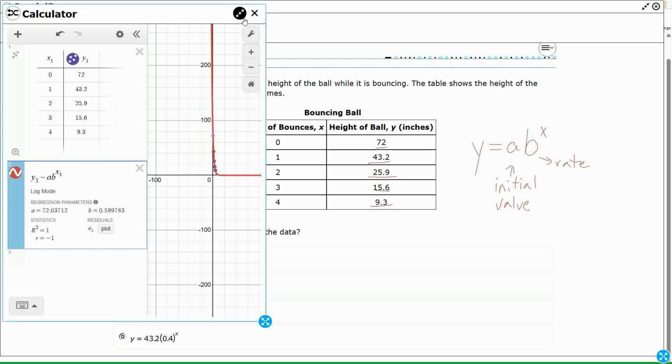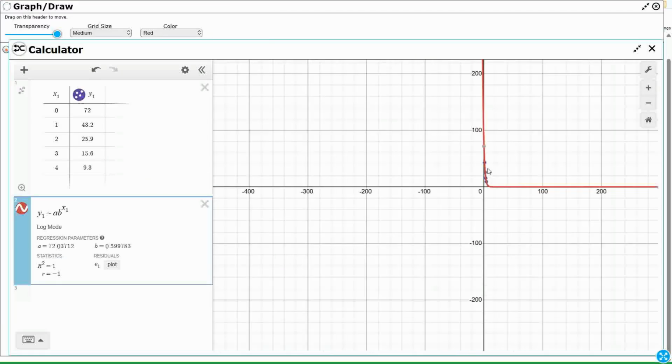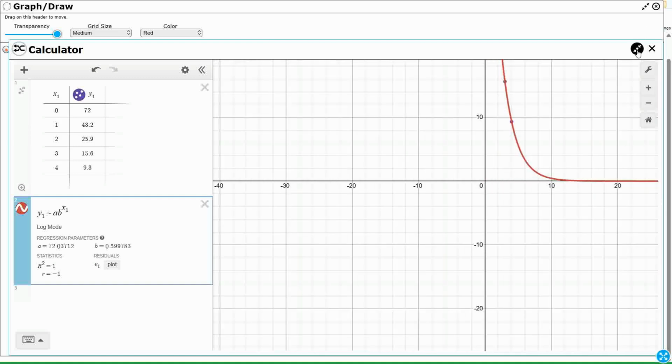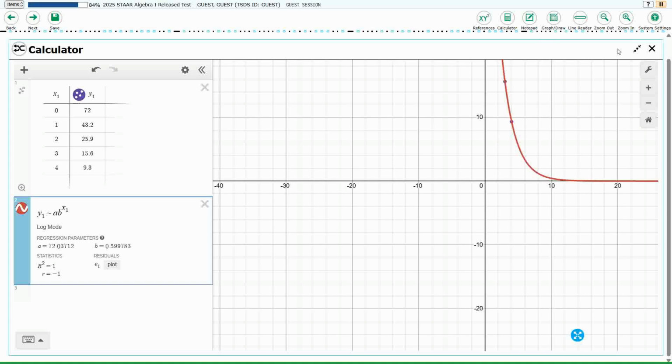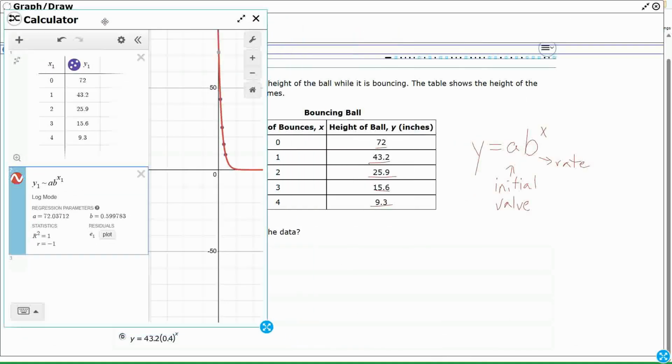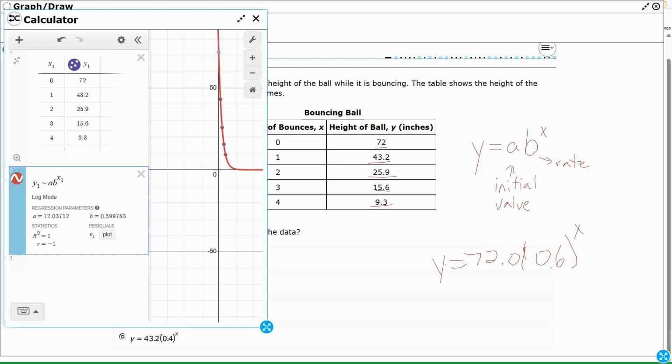So look, now we've got our exponential function right here, and more importantly, look at what we have. We've got an a value of 72. So y equals 72.0, and then we've got a b value of 0.599. Let's call that 0.6 to the x.